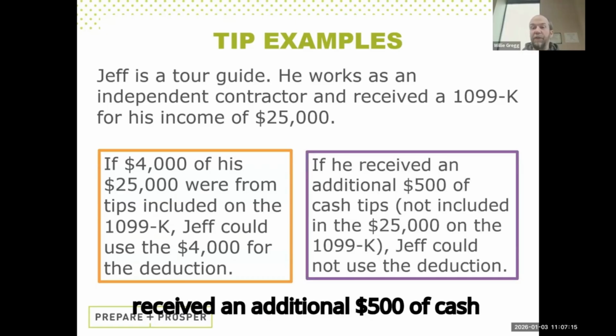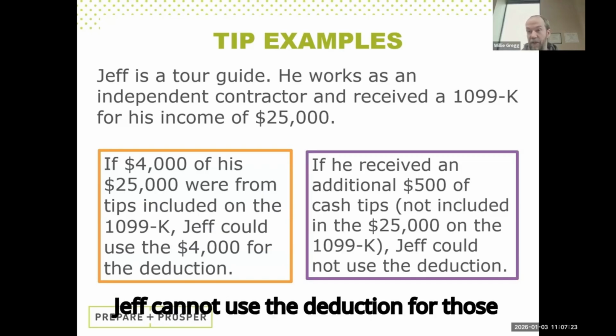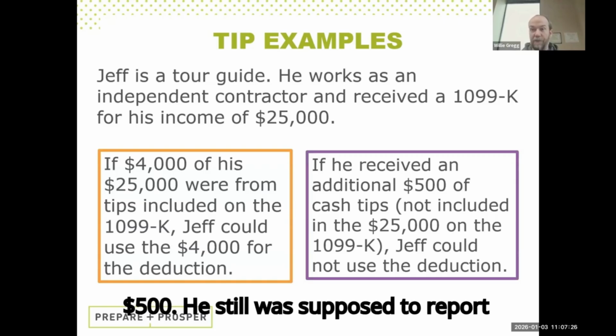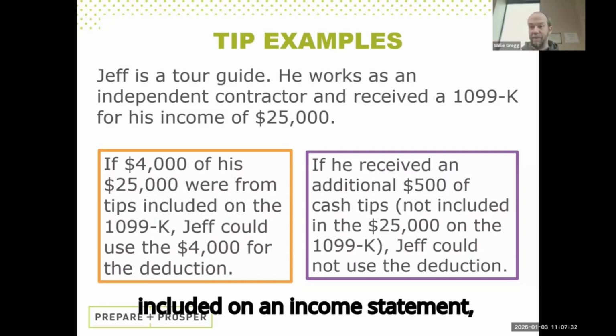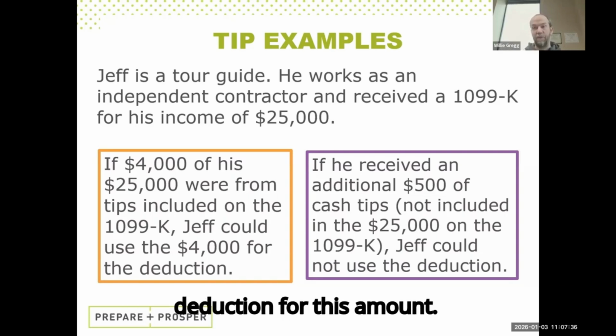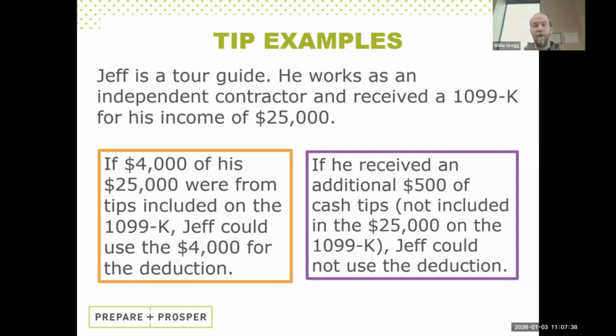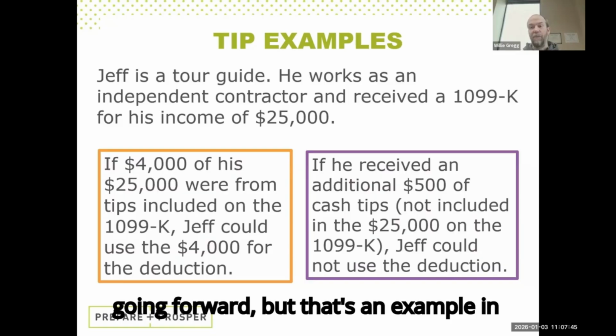If he received an additional $500 of cash tips not included in the $25,000 in the 1099K, Jeff cannot use the deduction for those $500. He still was supposed to report the $500 as income, but because it's not included on an income statement, he is not supposed to use the deduction for this amount. So that is where the lines are drawn right now for this year. It may change going forward, but that's an example in the moment.